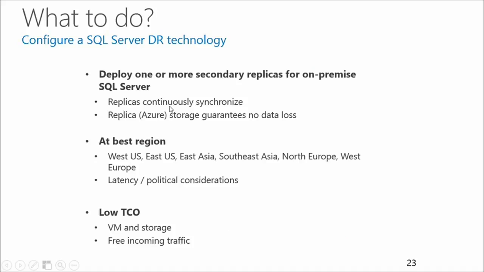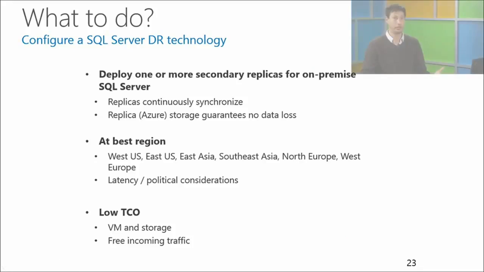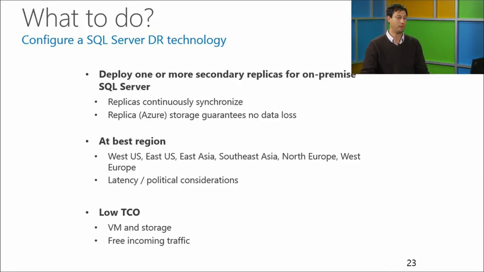So what you can do is deploy, as I mentioned, one or more secondary replicas for your on-premise SQL Server. These replicas continually synchronize. The way this works is every transaction that you execute in SQL Server will create a log record, right? And we automatically send those log records to the secondary in the cloud. And that replica in the cloud will have a copy that is up to date with the primary.